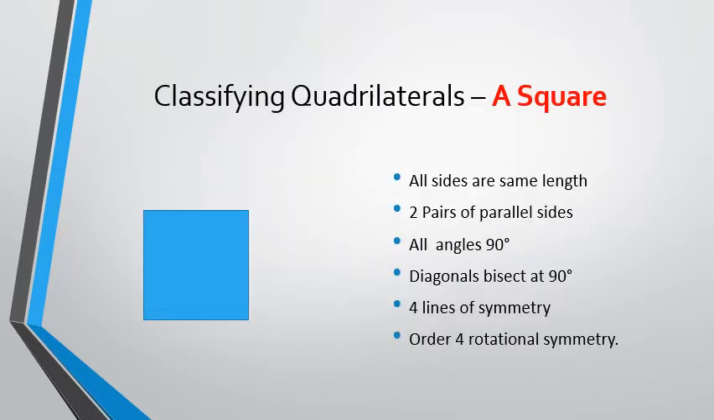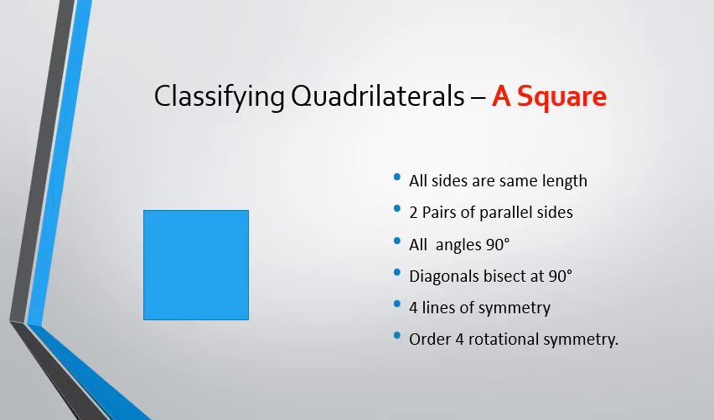Now we are moving on to classifying quadrilaterals. We know the names of many quadrilaterals like square, rectangle, trapezium, parallelogram, but we are going to study them in detail with all the properties. Here in front of us is a square. A square has all sides the same. There are two pairs of parallel sides, the opposite ones. All the angles of a square are 90 degrees. The diagonals bisect at 90 degrees.